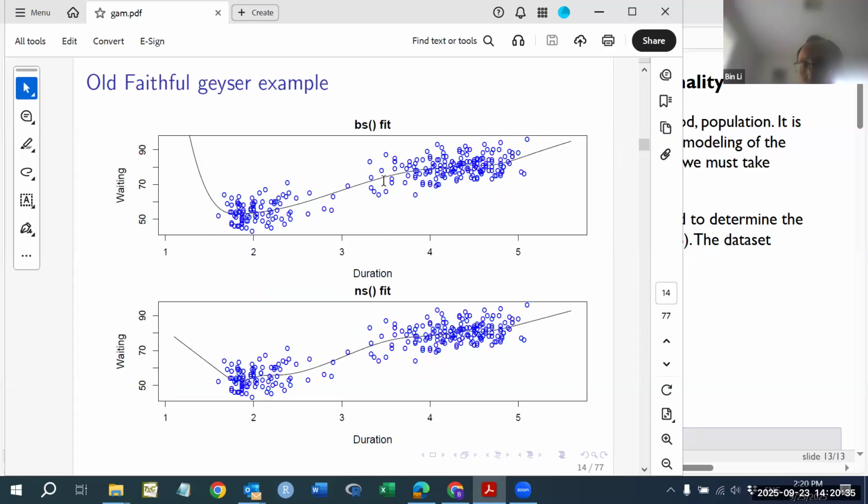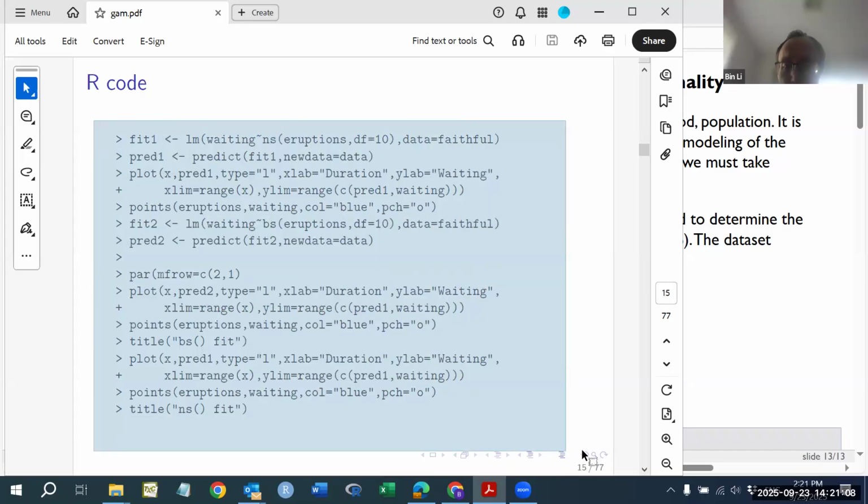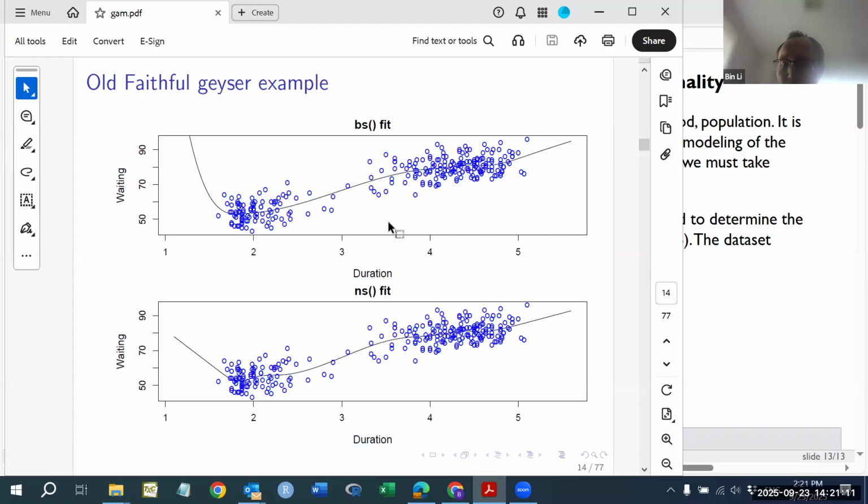And this just shows you an application of using the B-spline and natural spline, and also shows you the benefit of using the natural spline compared to the B-splines. Okay, so this data set is called the Old Faithful geyser example. We have the duration as the horizontal axis, X, and the response is the waiting time. These blue circles are the observed data points. Here is the code that I used to generate these two plots and to create the two models.